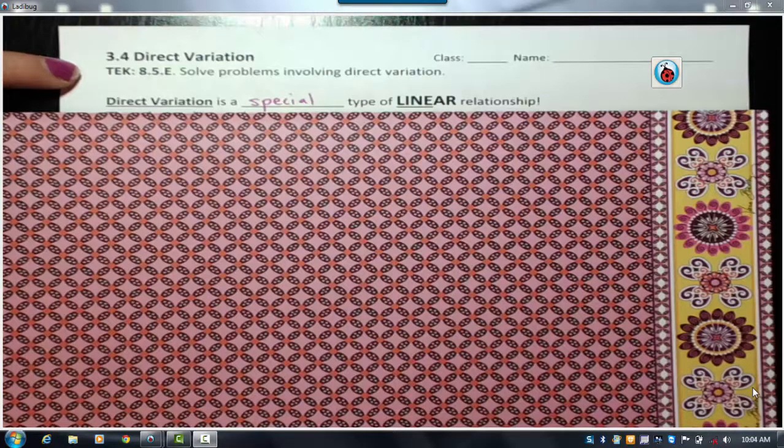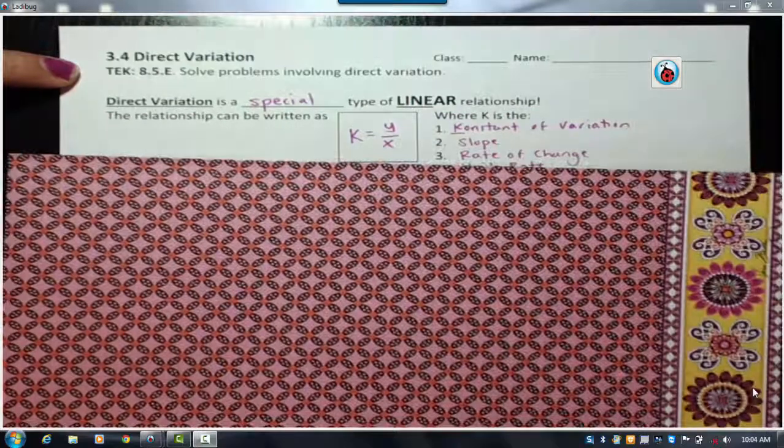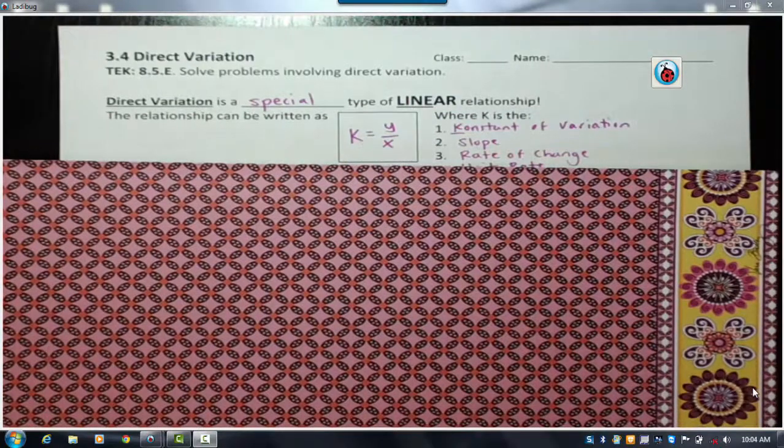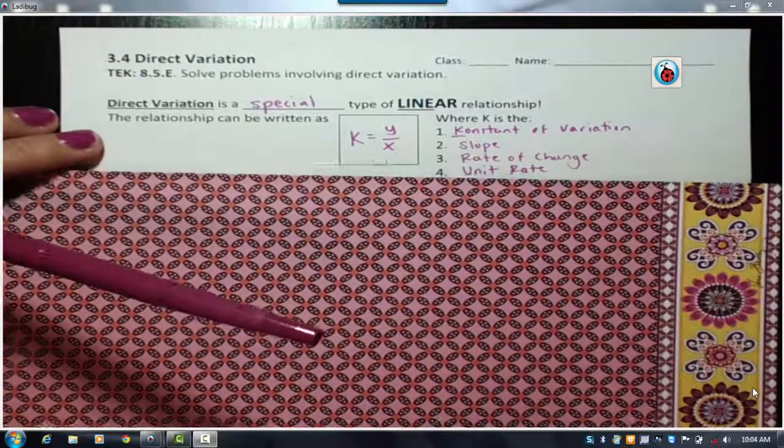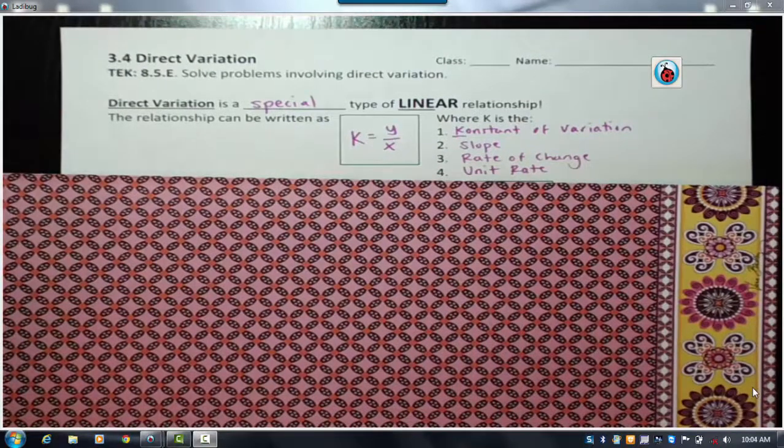Now, discussing that relationship, we can write it as k is equal to y over x. Remember that k stands for four things. It stands for our constant of variation, slope, rate of change, and unit rate. All of these things represent the same thing.